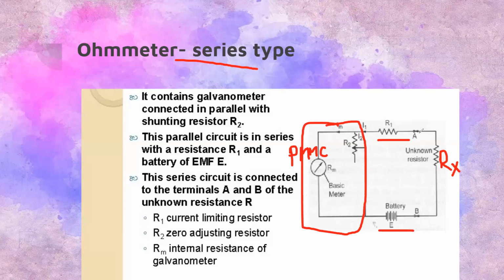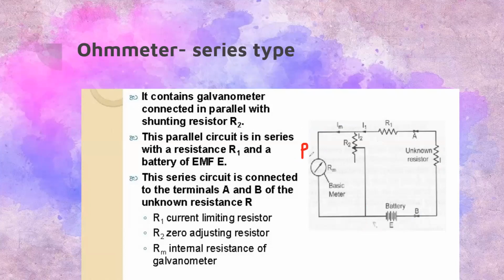Then there are two terminals at this side, A and B. You will know why these terminals have been kept here. Across these two terminals, there is an unknown resistance connected. So let us just revise all the components. This is the PMMC mechanism. R2 is the shunt resistance. This entire thing is in series with R1, that is a resistance, and E, that is a battery. There are two terminals A and B across which an unknown resistance is connected. The name is missing here. You have to name every component, and I'm naming it Rx because it is unknown to us.